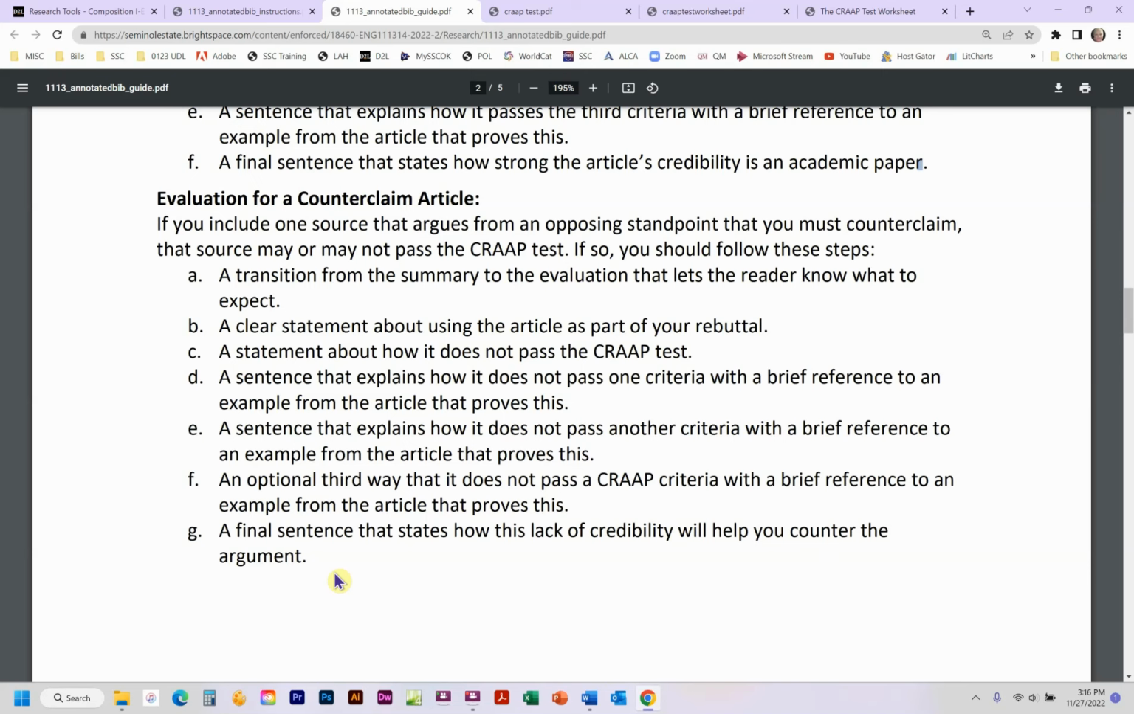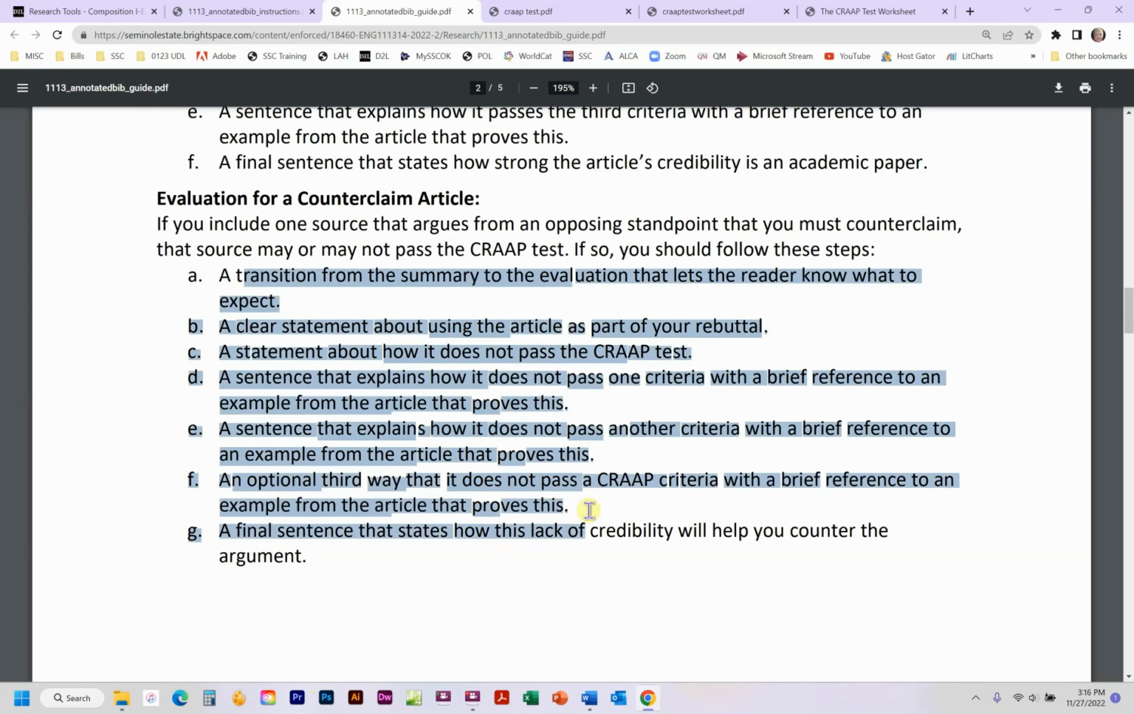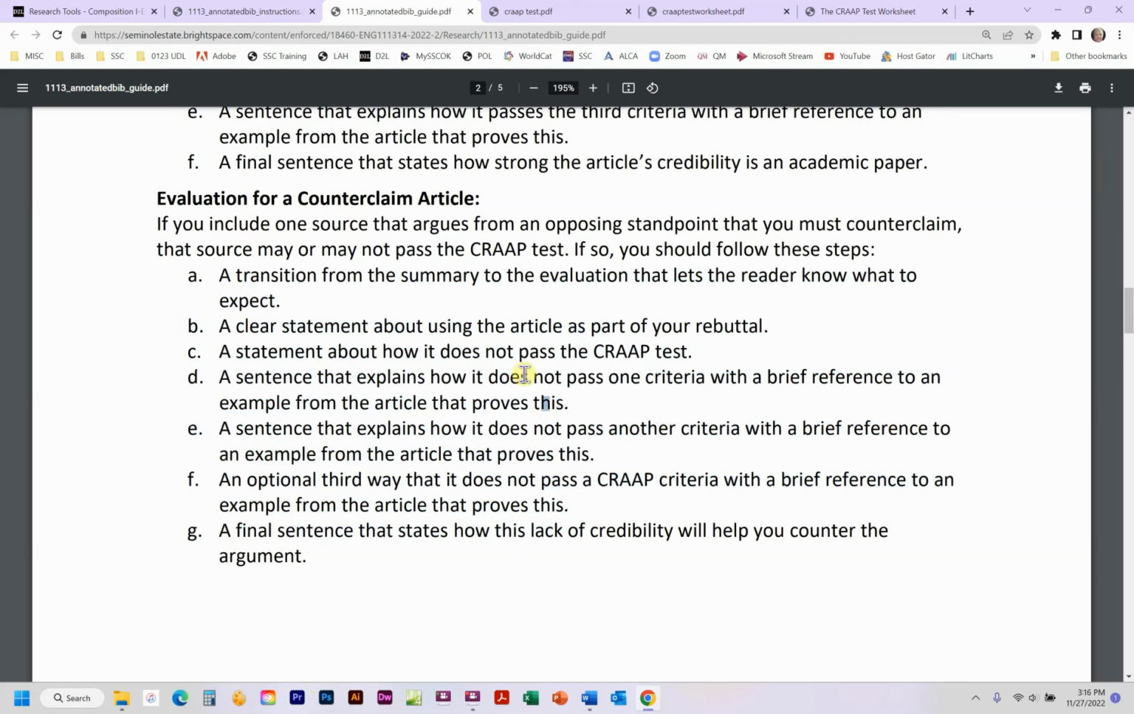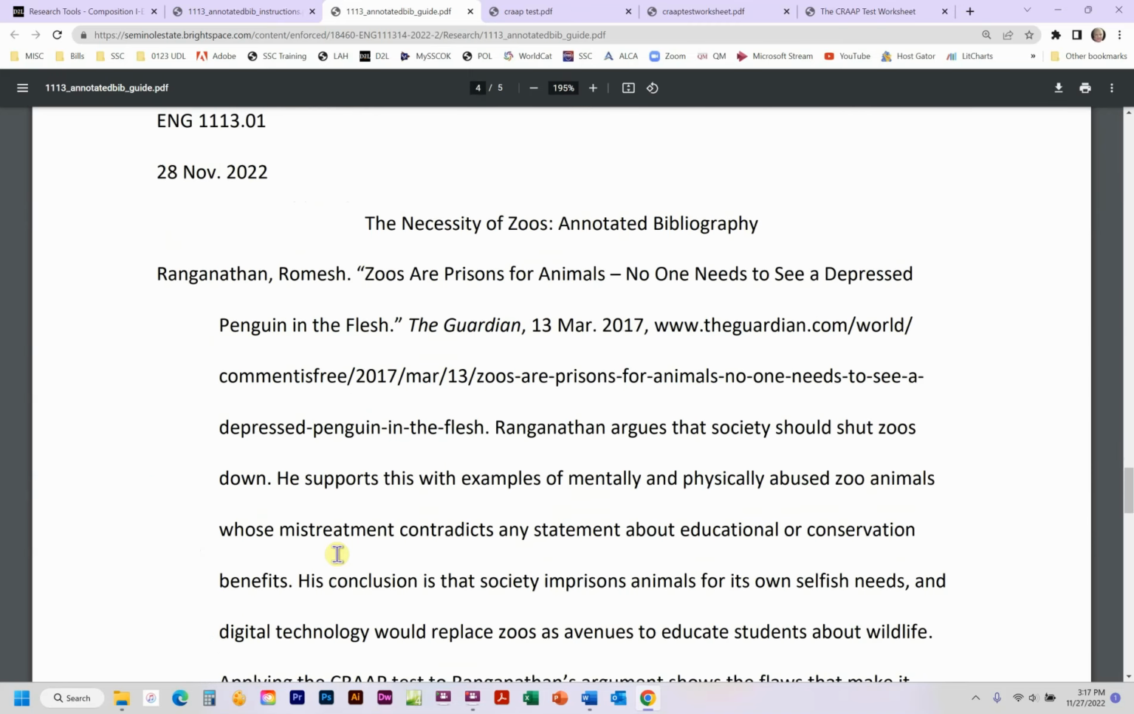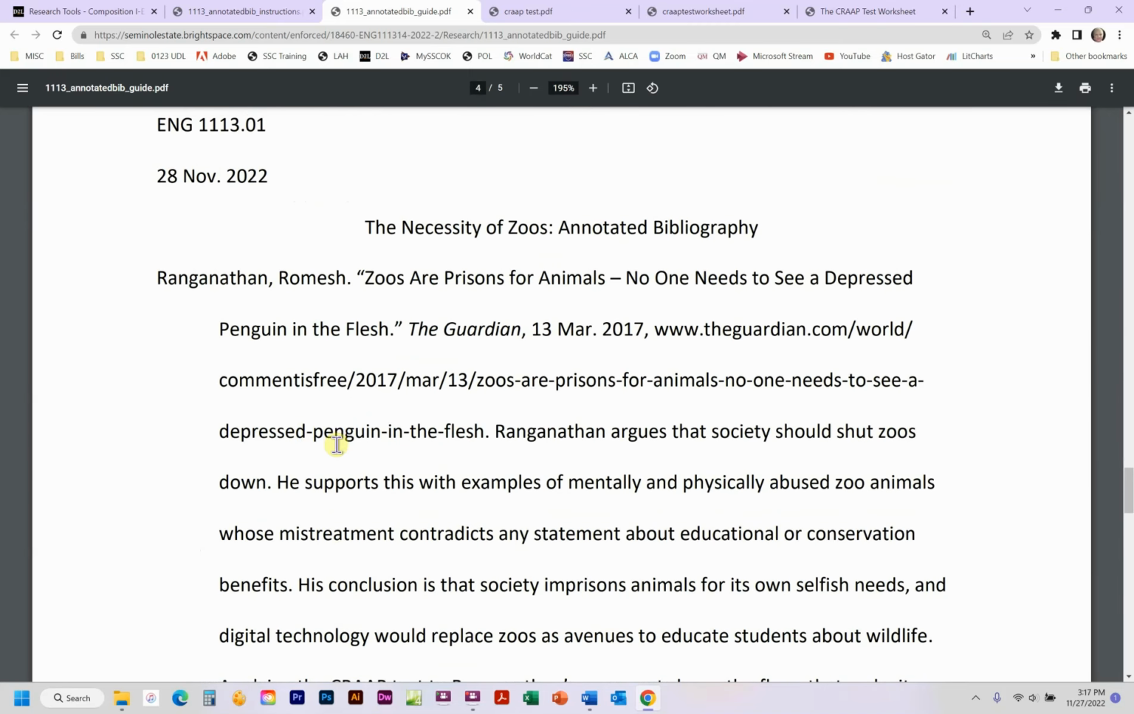So you can have one article from your 5 that does not meet the CRAP test, as long as you then say, it's not credible, right? So again, you're going to be doing everything the same here, except that you're going to be showing why it doesn't pass 3 of the 5 criteria, right? And then a final sentence states how this lack of credibility will help you counter an argument made by people, all right? And so the examples that I gave, this Raghunathan is my counterclaim article, right? This is not a logic.